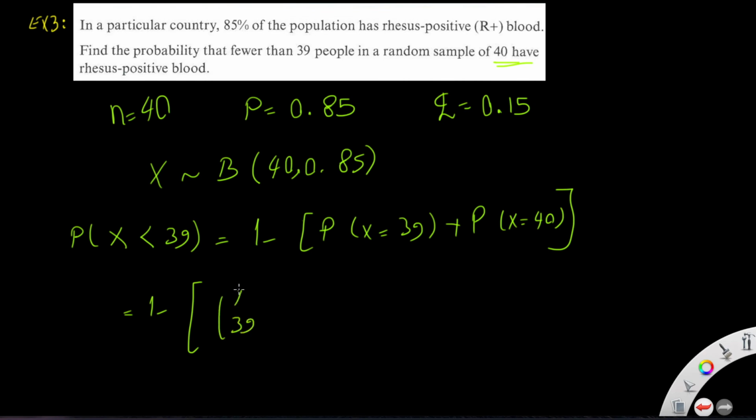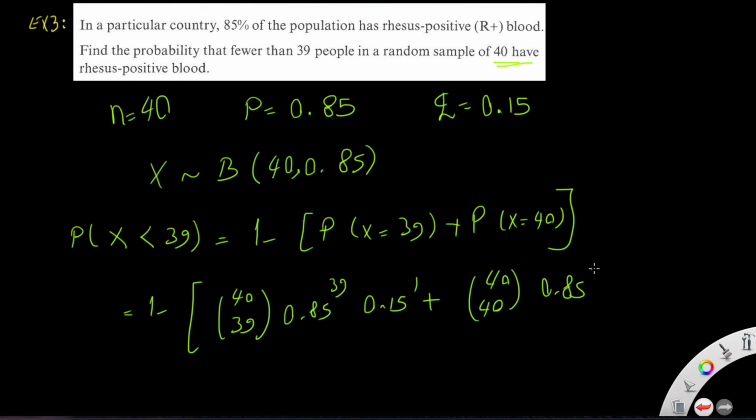So 39 successes out of 40 trials: combination of 40, 39, 0.85 to the power of 39, 0.15 to the power of 1, plus combination of 40, 40, 0.85 to the power of 40, and 0.15 to the power of 0, which at the end will give you 0.988.